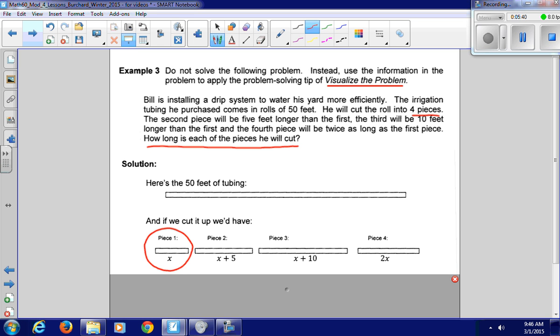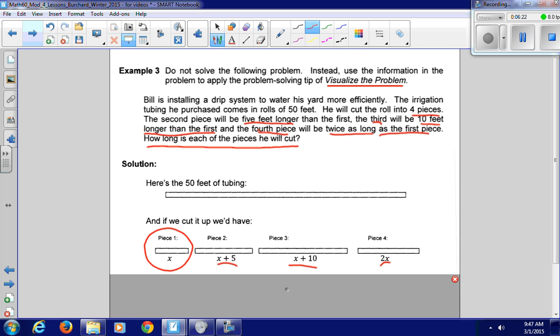But so once we cut them up, then we go back to the word problem and say, all right, I'm going to call the first one X. And then the next thing says the second piece will be 5 feet longer than the first. So 5 feet longer becomes this one. And then it says the third one will be 10 feet longer than the first. So that becomes that one, the first one plus 10 feet. And then the fourth piece will be twice as long as the first piece. So that's 2x. So we're not trying to get all the way to the end yet. We're just doing a little at a time.